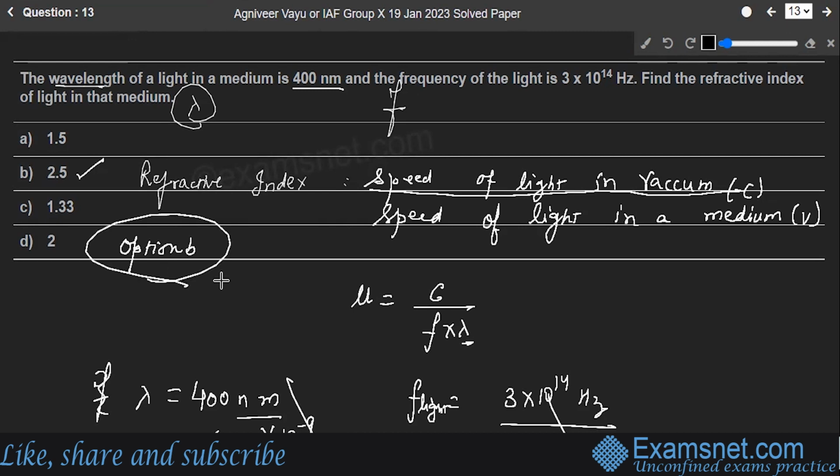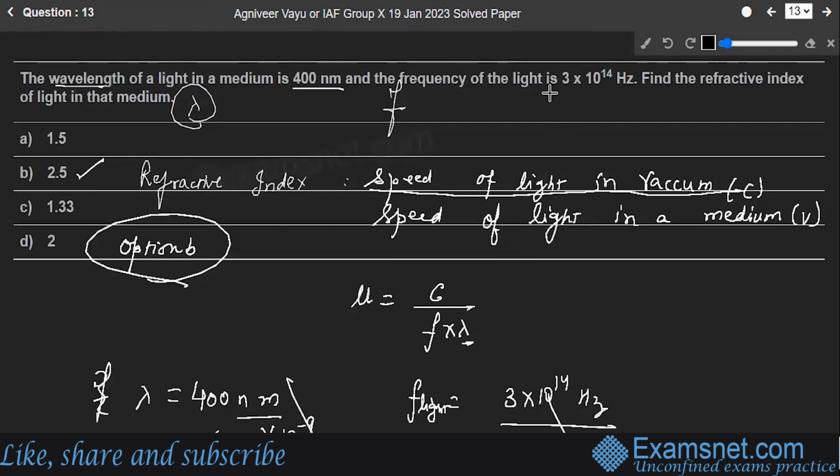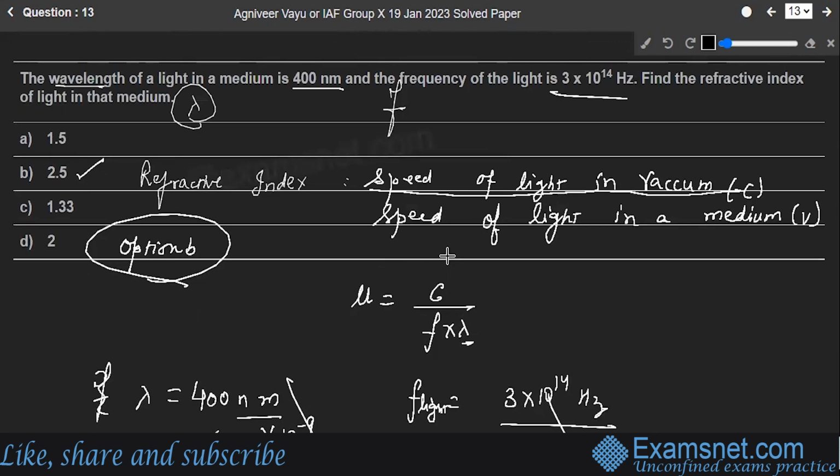Let's discuss this once again. The wavelength of a light in a medium is 400 nanometers. That means you are given that lambda is equal to 400 nanometers. Next, the frequency of the light is this much. You know the speed of the light, which is given by 3 into 10 raised to power 8 meters per second. Now, the wavelength was in nanometers, so I had to change it into meters. After conversion, it will be 400 into 10 raised to power minus 9 meters. Now, simply, you know the formula for the refractive index. It is given by mu is equal to C upon F into lambda. After filling in all the values, you will get your answer as 2.5.